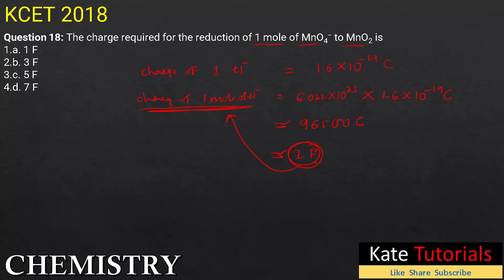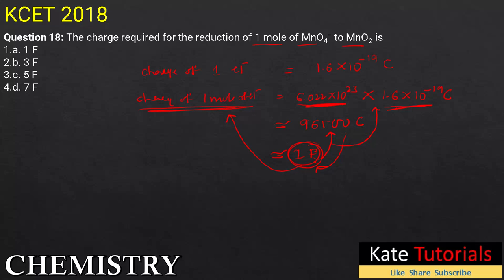So how we got it: 1 Faraday is also equal to 96500. How did this value come? Because 1 mole means 6.023 × 10^23 times the charge of each electron, 1.6 × 10^-19. So 1 mole of electrons gives 96500, which is nothing but 1 Faraday, right?